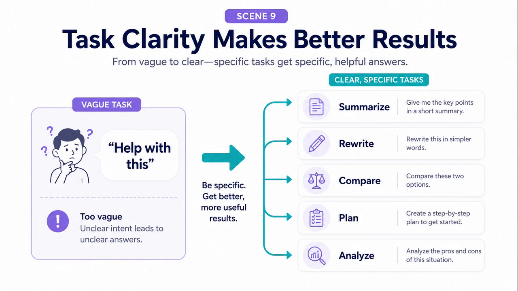Now let's look at part 2, define the task. The task is the main thing you want done. Make it direct and specific. Instead of saying "help with this," say what help means. Do you want a summary? A rewrite? A comparison? A step-by-step plan? The clearer the task, the better the response.